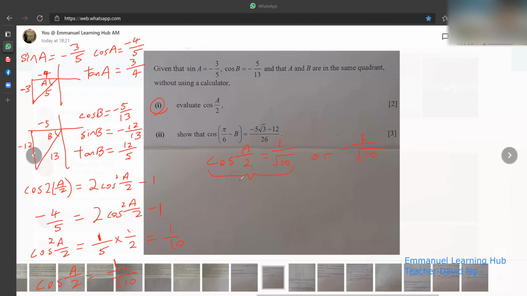This value is not applicable because your A over 2 is in the second quadrant. You see, your A is in the third quadrant, right? That means your A is between 180 to 270. A over 2 is between 90 to 135. 90 to 135 is the second quadrant. In the second quadrant, cosine will be negative. So the positive one, you have to reject.